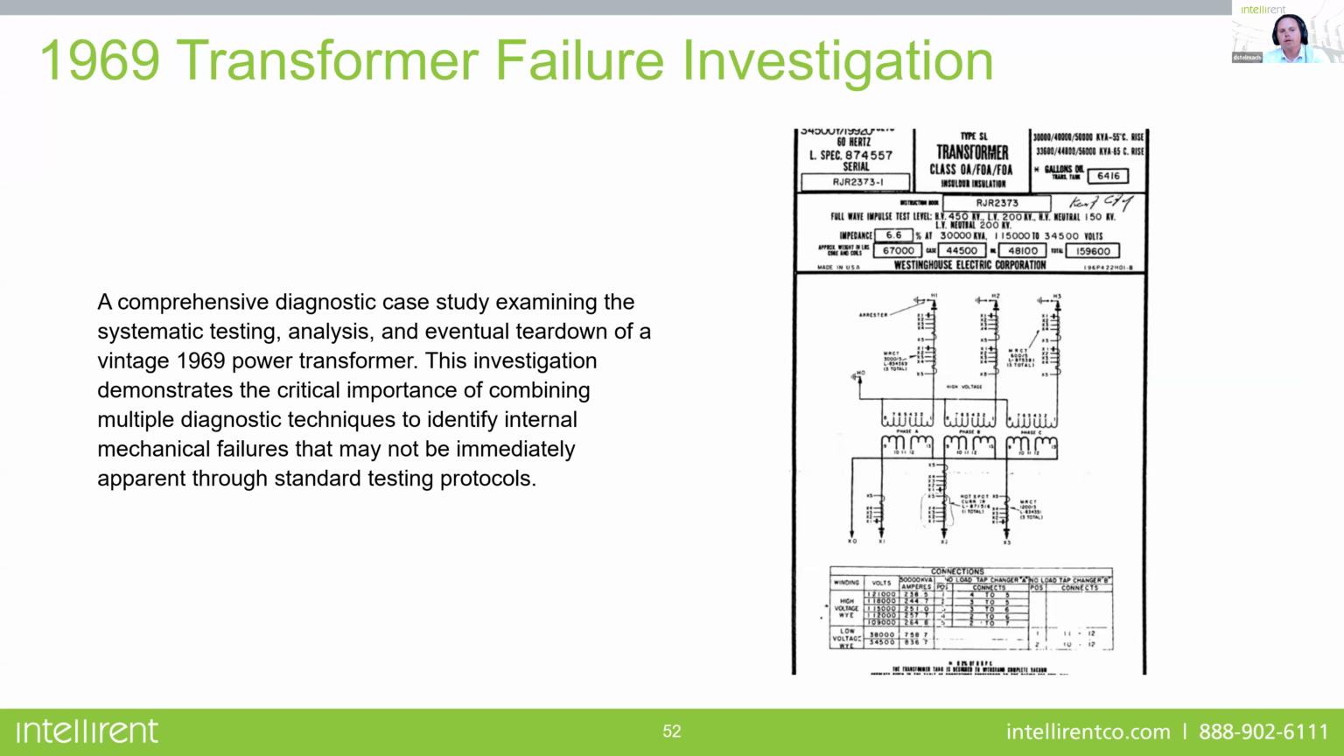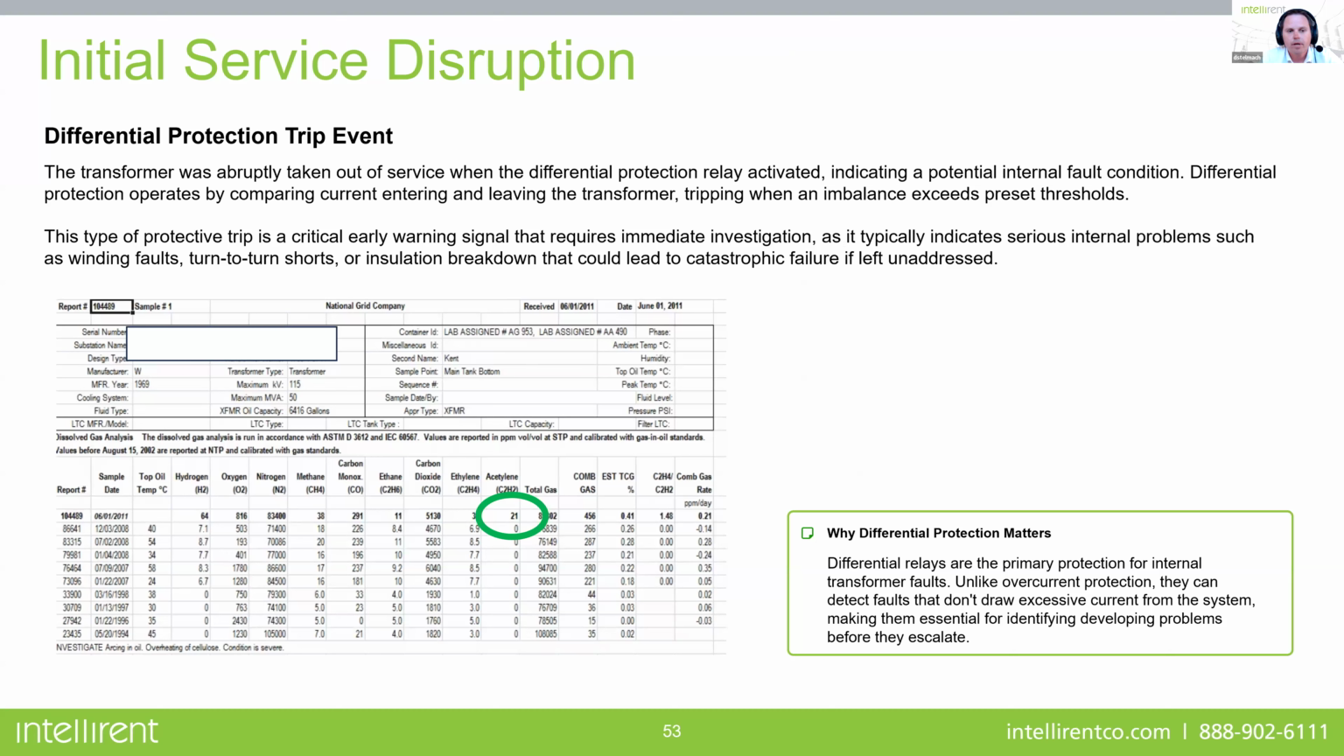So I just want to end real quick on a final case study to share. This is a 1969 transformer, and basically it had a through fault. They took an oil sample, and it had 21 parts per million of acetylene. So a very big, high energy fault occurred. They knew it. So through fault, took the oil sample. What's important is they took a second oil sample and they received the same type of results. I think it was 19 parts per million.